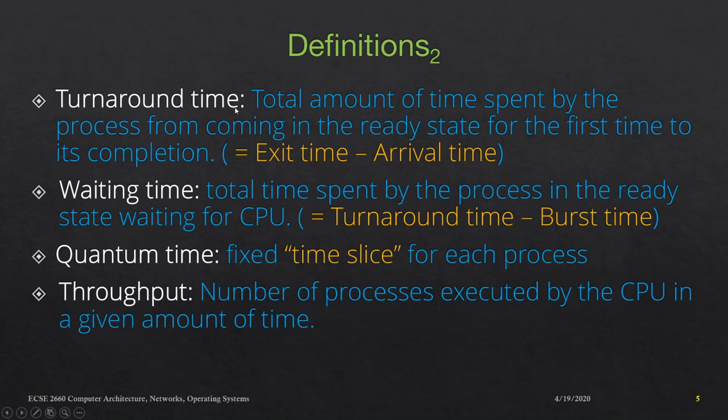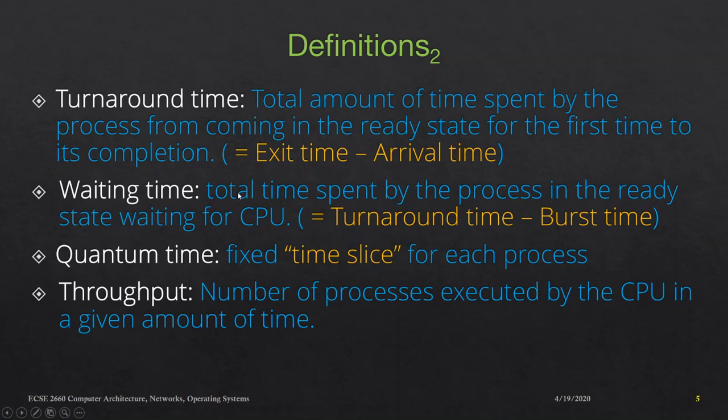Next, the turnaround time. So this is going to be the total amount of time spent by the process from coming in the ready queue for the first time to its completion. So when did you come to the ready queue for the first time until you complete, which means the process goes to the terminated state. This can be calculated by simply subtracting the arrival time from the exit time.